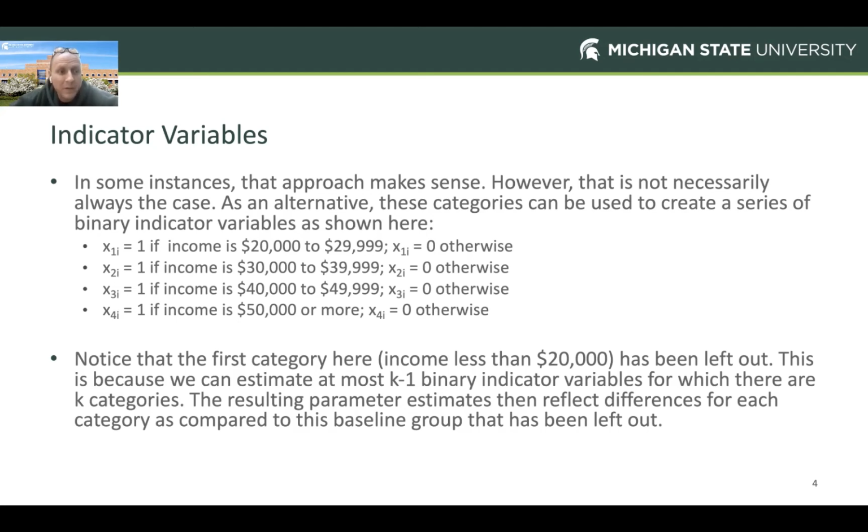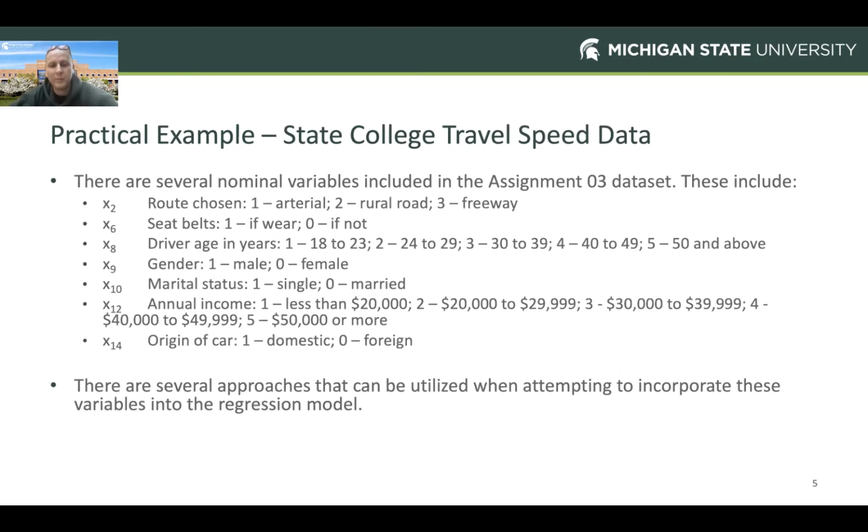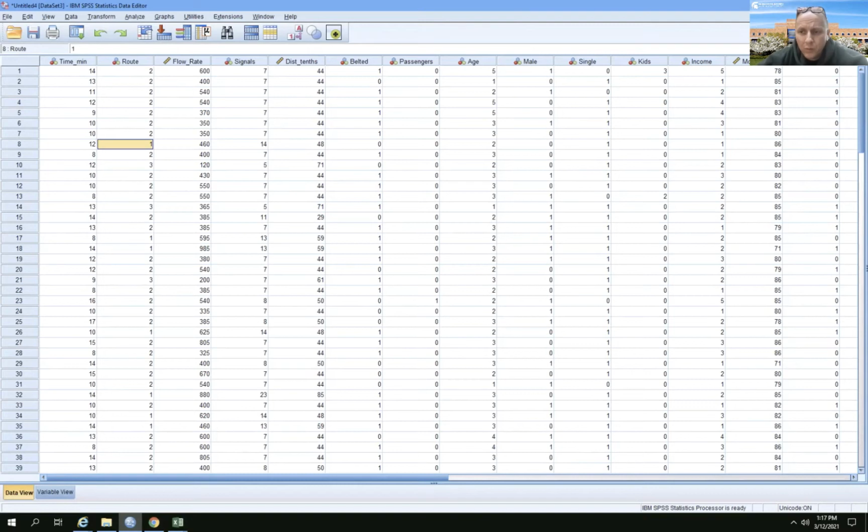Now, fortunately, if you try to do this in SPSS, it will automatically kick one of those variables out because it will notice that you're caught in the so-called dummy variable trap, okay? As we think about assignment 3, there are a number of variables that are nominal or categorical in nature, and there are different approaches we can use to work through some of these. So I'm going to quickly demonstrate in SPSS what the implications of some of the modeling decisions we make are.